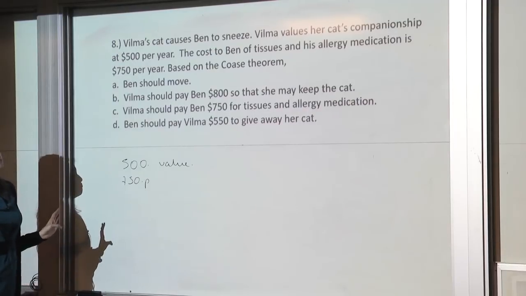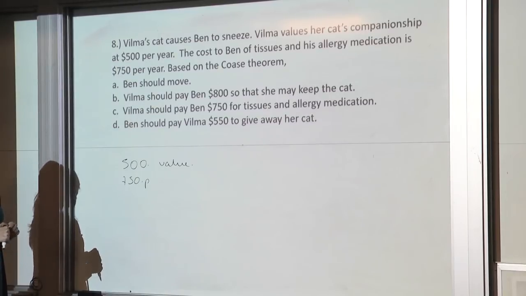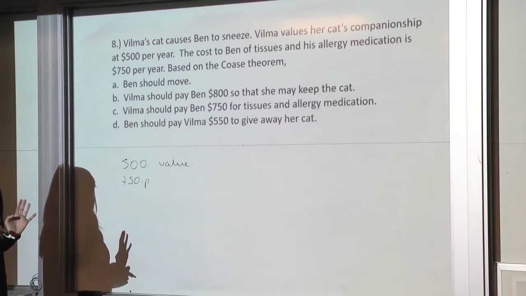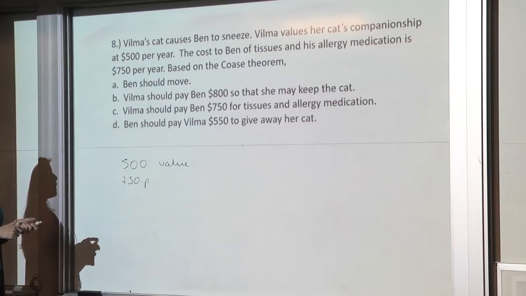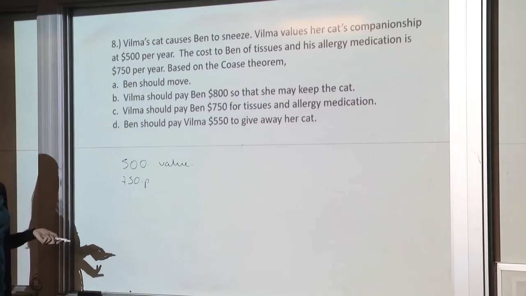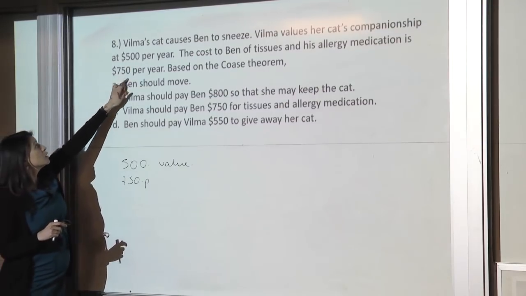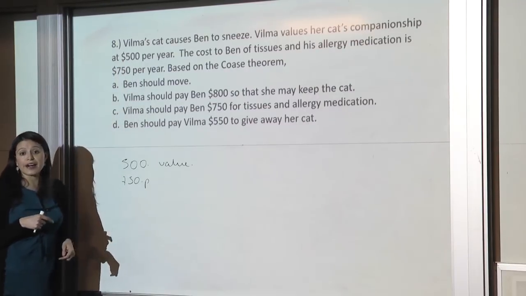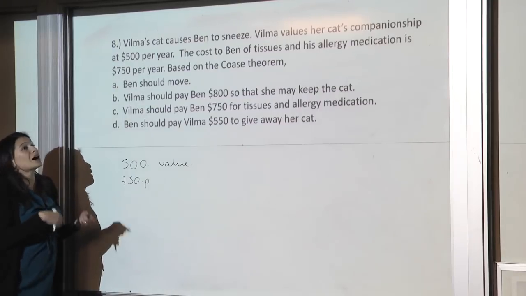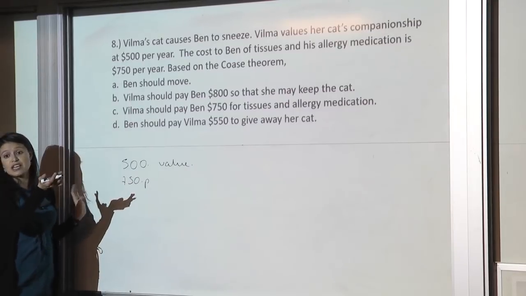So what is happening here? It seems that Vilma has the right to have a cat, right? And if Vilma has a cat, Ben will have to deal with his allergies, right? So what happens? It is more expensive for Ben to have the allergies than to pay Vilma the amount that she values the cat, right? And she has the right to have the cat because it doesn't say otherwise.